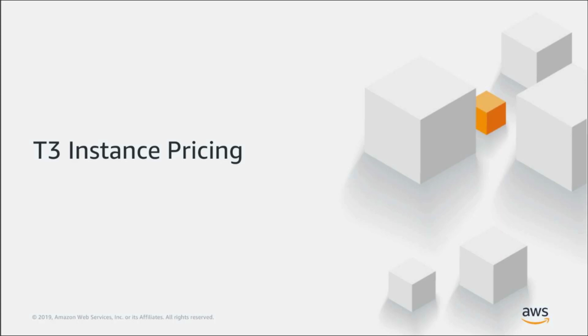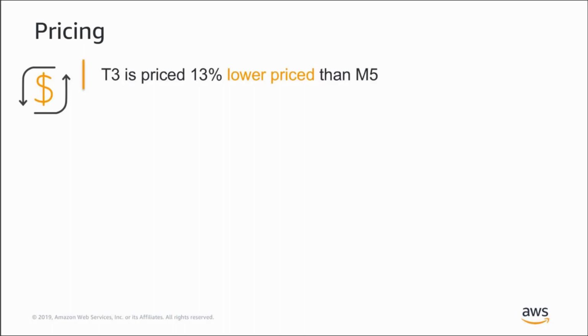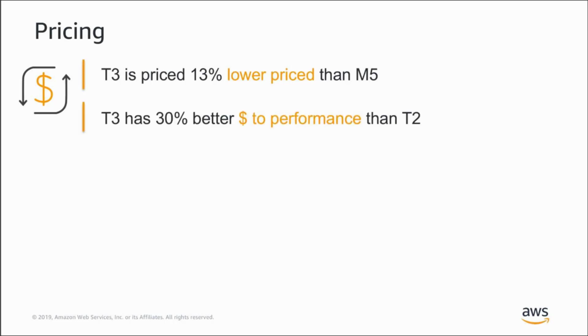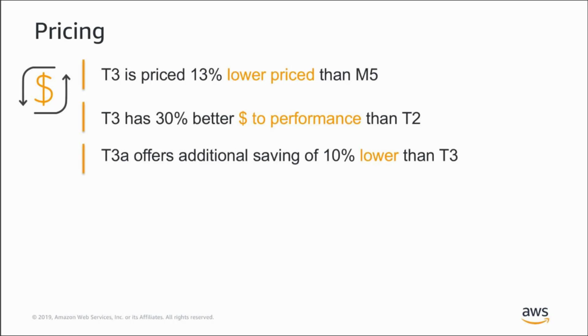Okay, let's talk about our T3 instance pricing. So T3 is priced 13% lower than our M5 instance types. T3 has the 30% better price to performance than the previous generation T2, providing a significant amount of value on the T3 instance types versus T2. Then T3a offers the additional savings of 10% lower than T3.